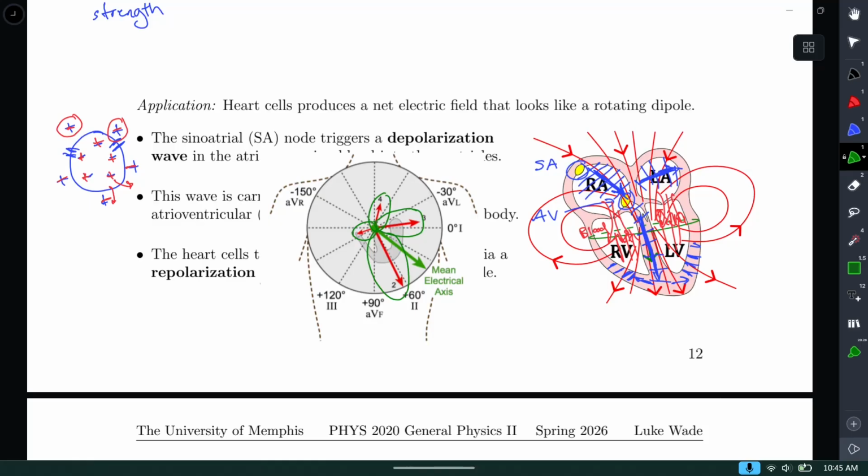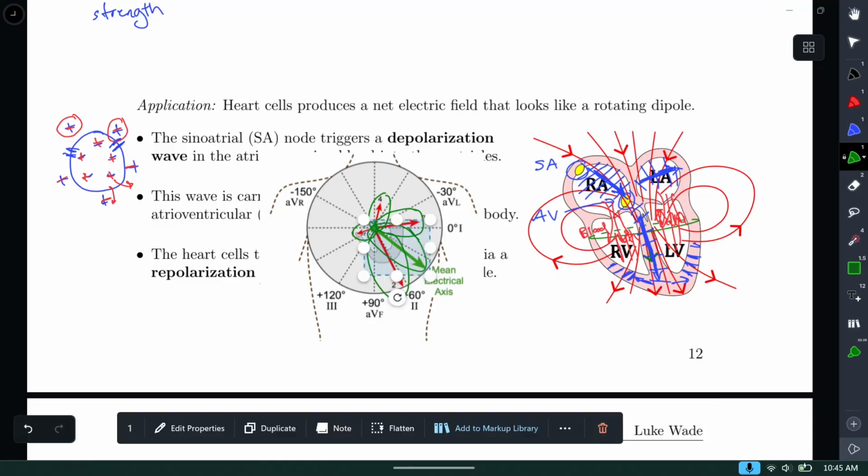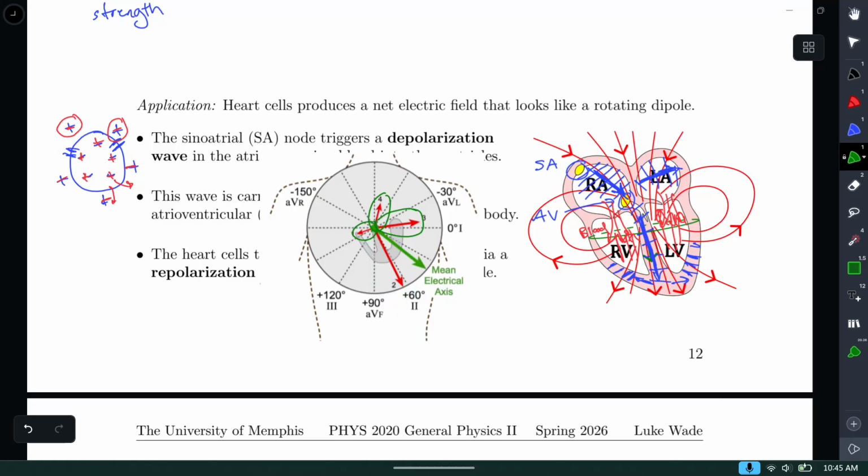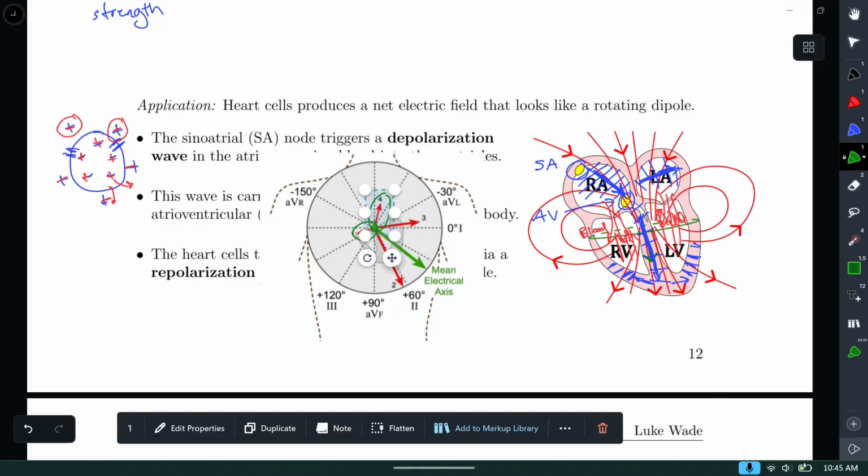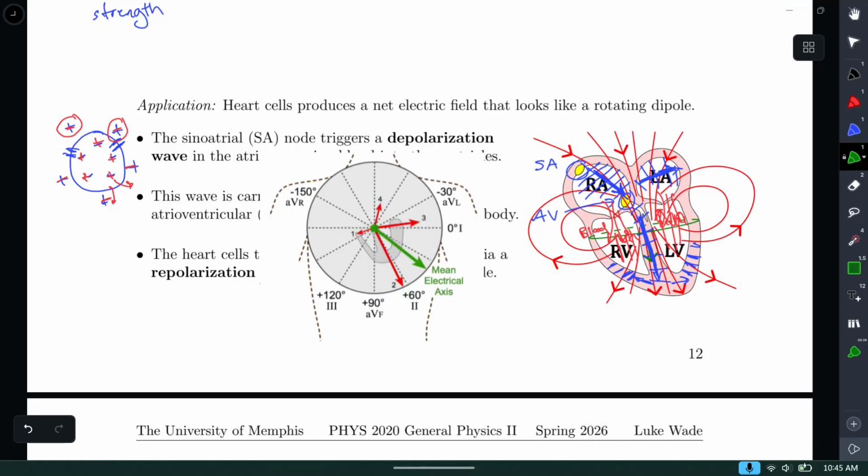The mean electrical axis is what you get if you average all of those vectors. On average, which way does that dipole face in your heart? And the direction that points says something about the health of your heart. For instance, things like hypertrophy of the heart, that something's a little bit too large, that might mean that the depolarization wave spends a little bit too much time there, and it shifts that mean electrical axis towards that part of the heart. So it's a diagnostic tool.